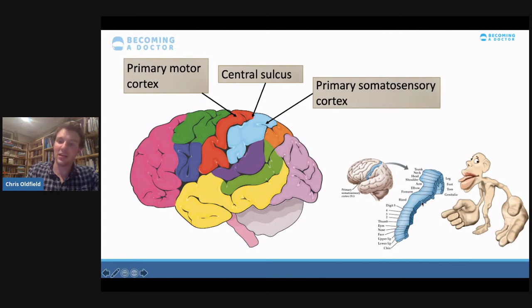for a certain part of your body is proportional to how many sensory fibers there are. So obviously the hands and the lips and the mouth are where the majority of your sensory fibers come from. Whereas somewhere like your torso, your trunk here, there's not a very large area of the primary somatosensory cortex that has to deal with that.